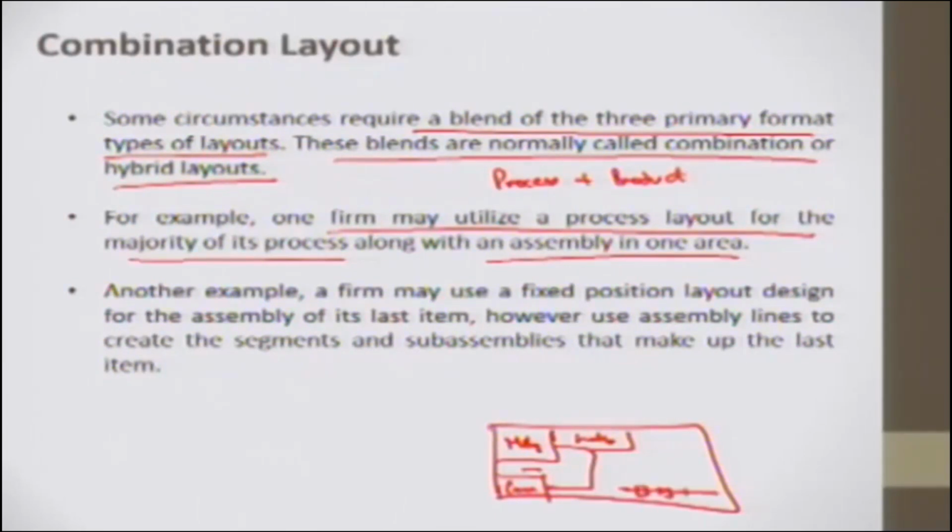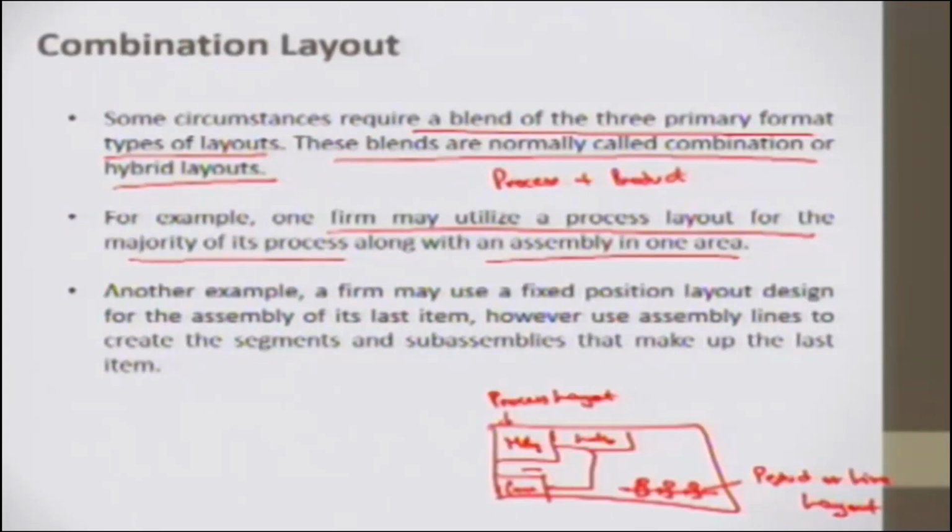One product is being carried on a conveyor and worker 1, worker 2, worker 3 are here. So this is a process layout. This is a product or line layout.